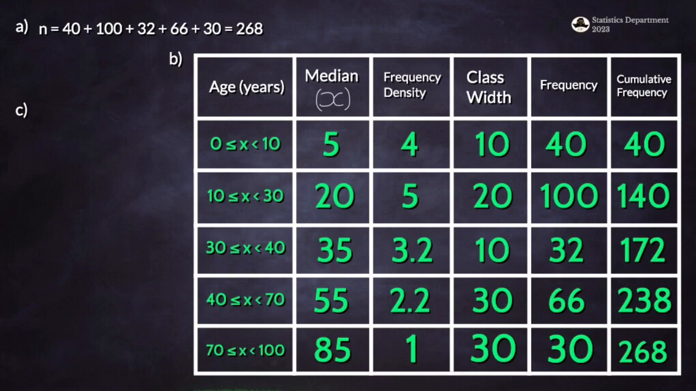And then the cumulative frequency is how much the frequency increases as we move from 0 years to 100 years. So at 0 to 10 we get 40, but from 0 to 30 we say 40 plus 100, we get 140. Then from 0 to 40 years we say 140 plus 32 will give you 172. From 0 to 70 years we have 172 plus 66 will give you 238. From 0 to 100 years we have 238 plus 30 will give you 268, which is basically the amount of people that visit. The n that we found in A will be the last figure that you should get. If you don't get that figure, then there's something wrong.